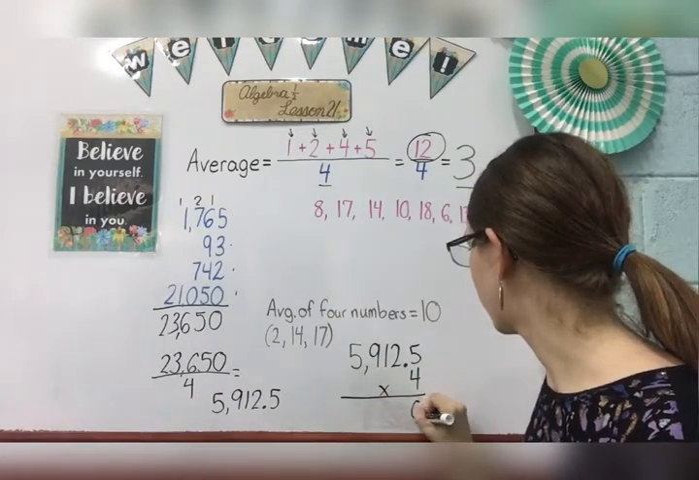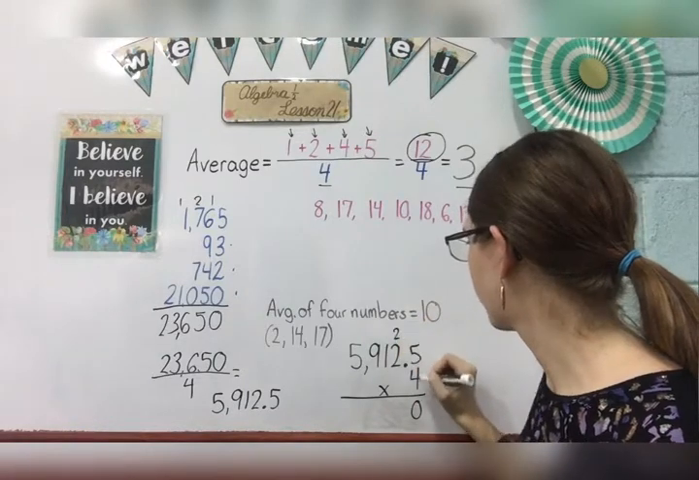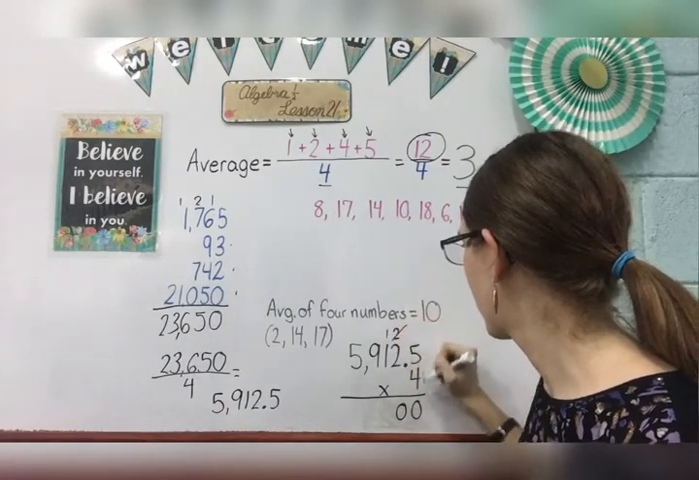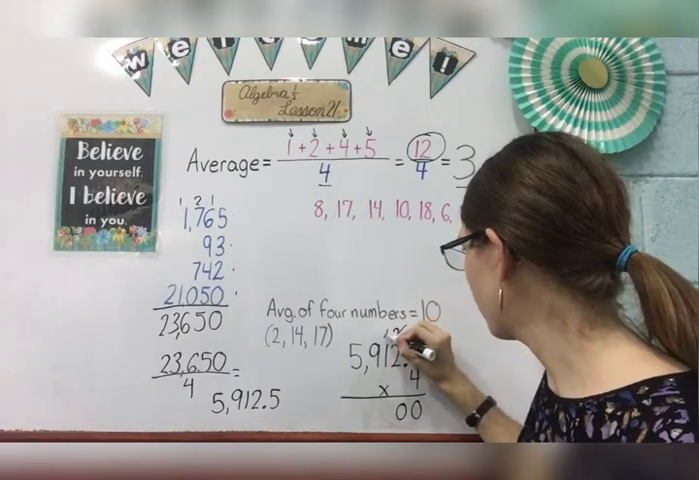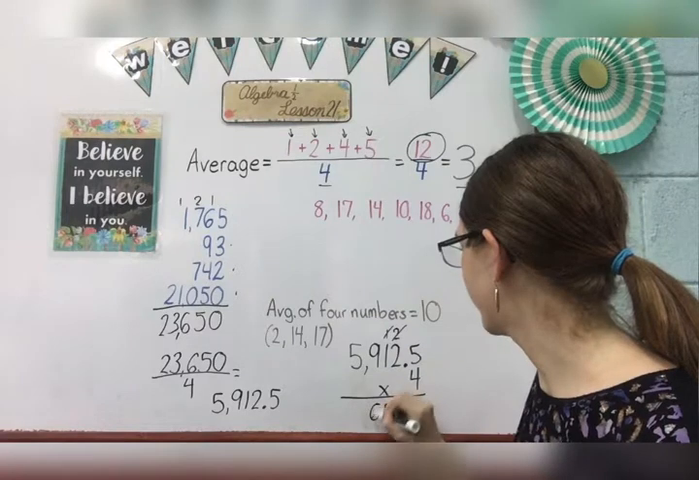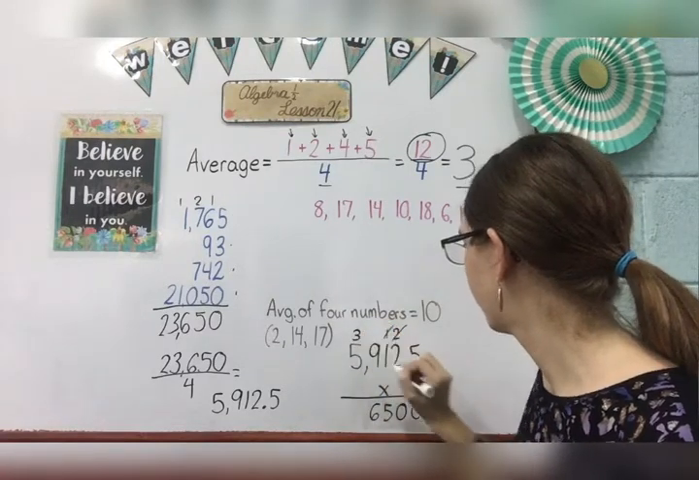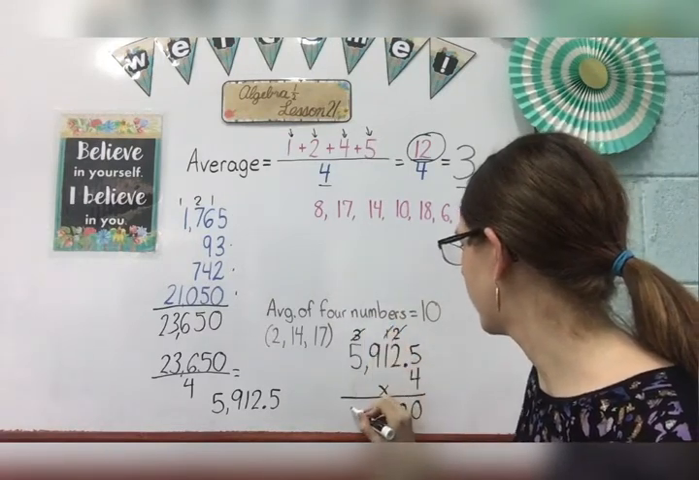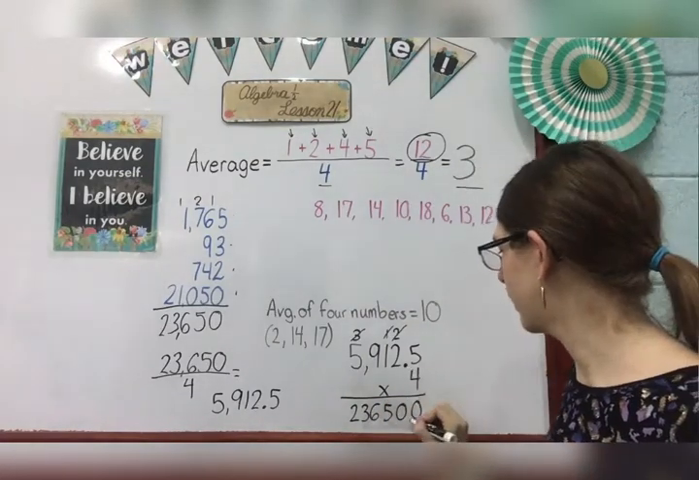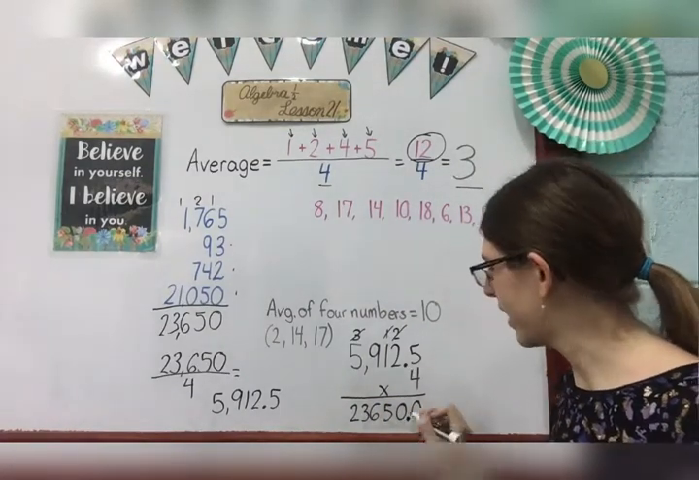4 times 5 is 20. 4 times 2 is 8, plus 2 is 10. 4 times 1, 4 plus 1 is 5. 4 times 9, 36. 4 times 5, 20, plus 3, 23. I have 1 decimal place, so I bring it over 1 spot here.